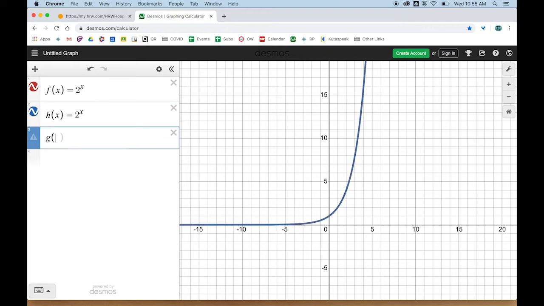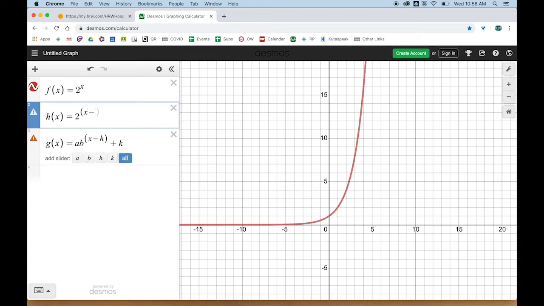Let me just write down our transformation form here. Oops. Come on. Oh, yeah, I got to use parentheses here. Okay, so just so we have that handy, all right, we're not going to worry about that warning there. Okay, so we have a times b to the x minus h plus k. So let's say we want to change h to something here. And I think in Desmos it just has this quirk where you have to put the exponent in parentheses. All right, so we'll go like x minus 2.